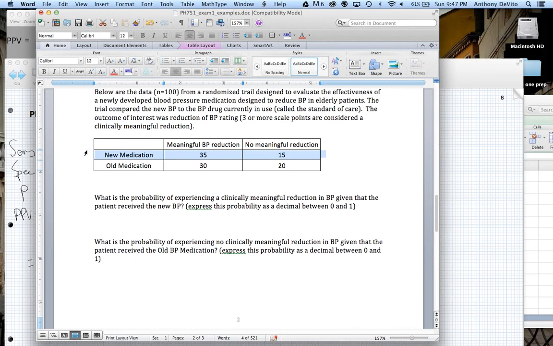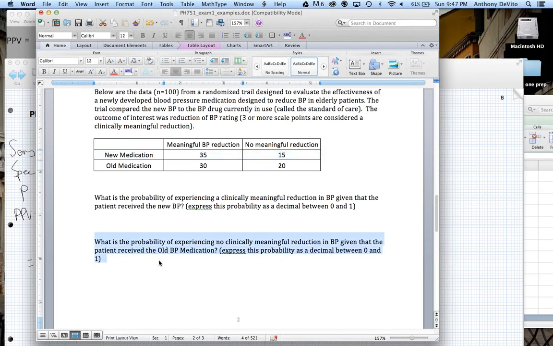Right, 35 over 50, right? 50 patients got the new medication. Out of that, 35 had a meaningful reduction in blood pressure. That's kind of a conditional probability, right? Our starting condition was only people that got the new medication, and then we want to know what percentage of them had a meaningful reduction.